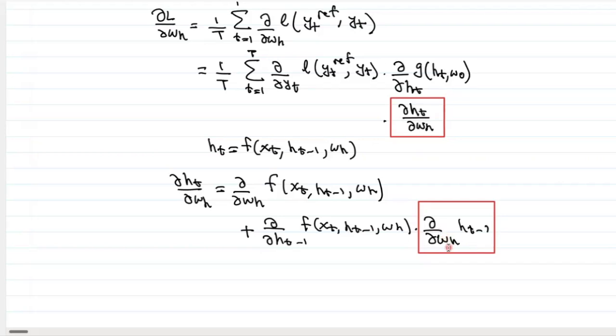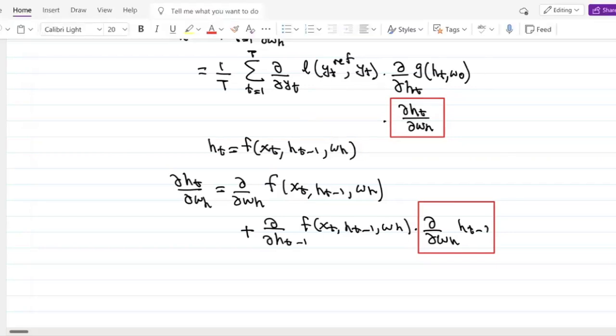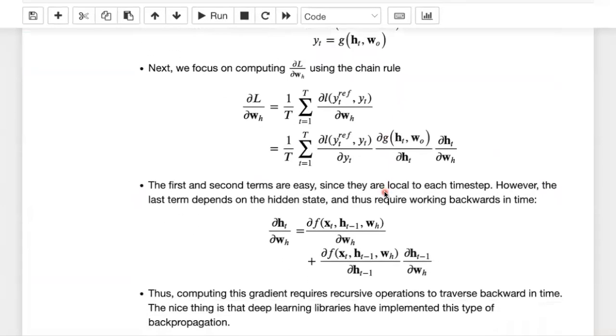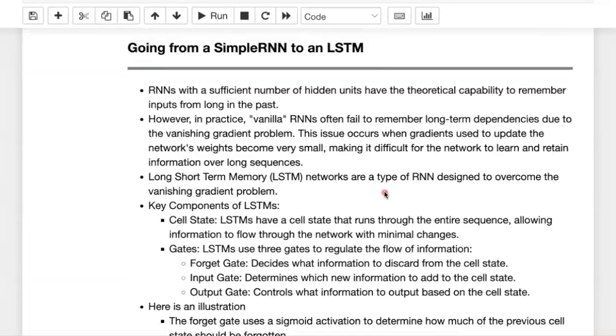So that's the key difference here, that because we're sharing this WH across time steps, now not only do we have to go back through the network, we also have to go back through time, right? Think about the unrolled network that we have. And the next thing is that we don't really have to be worried about this because this is already implemented in modern deep learning libraries, and that's why we use them to perform backpropagation for us. But it's something very important to keep in mind.